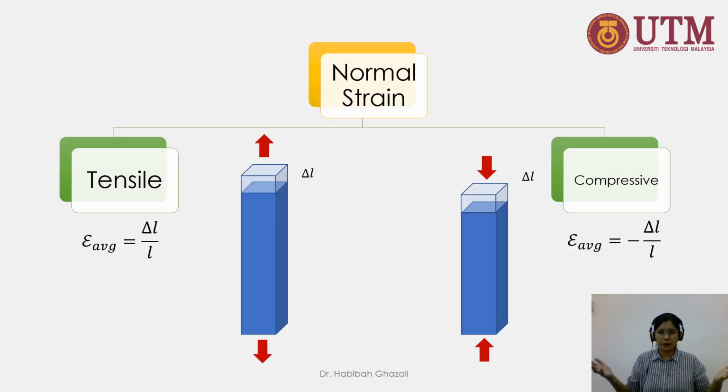So normal strain can also be divided into two. So we have tensile strain. When the material is being elongated, we call that tensile strain, and that's going to be a positive value. And when that member is going to be compressed, we're going to call that a compressive strain, and this is going to be a negative value.